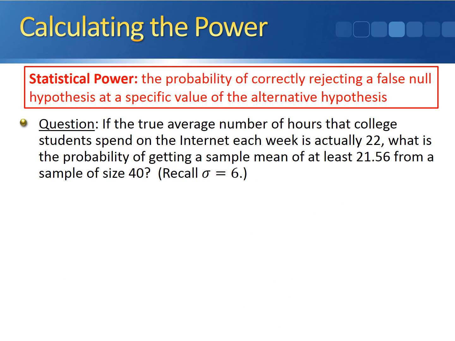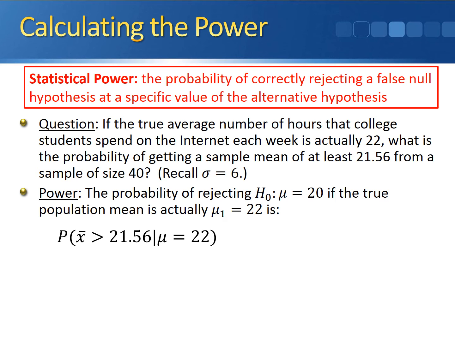At this point, we can finally calculate the power. We know that we need a sample mean of at least 21.56. We know the population standard deviation is 6. And we know that we took a sample of size 40 from the population. The power of this test, or the probability of rejecting the null hypothesis, mu equal to 20, if the true population mean is actually 22, is found by calculating the probability that the sample mean x bar is greater than 21.56 using a population mean of 22. Note that we use a greater than sign here because the alternative hypothesis is upper one-sided.